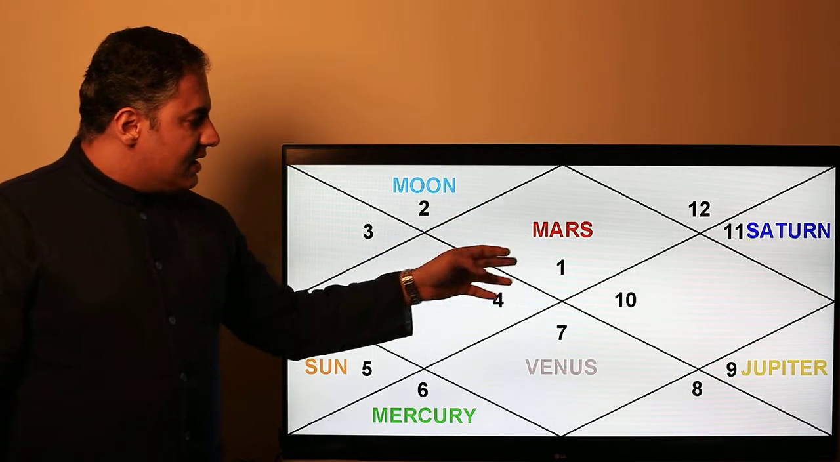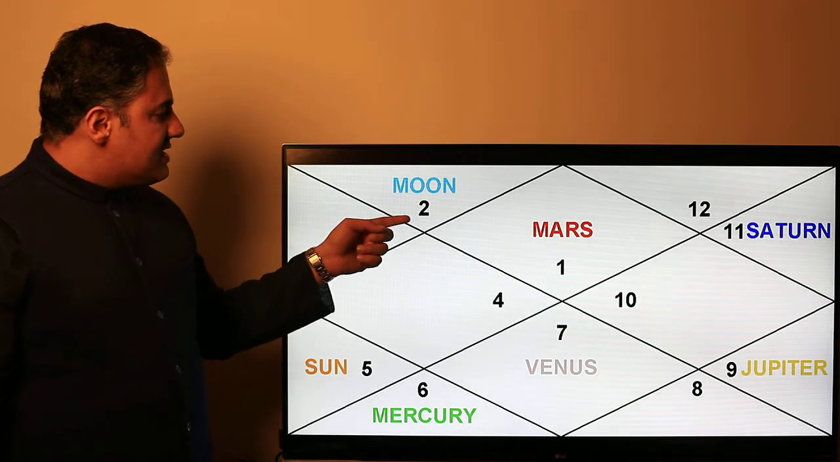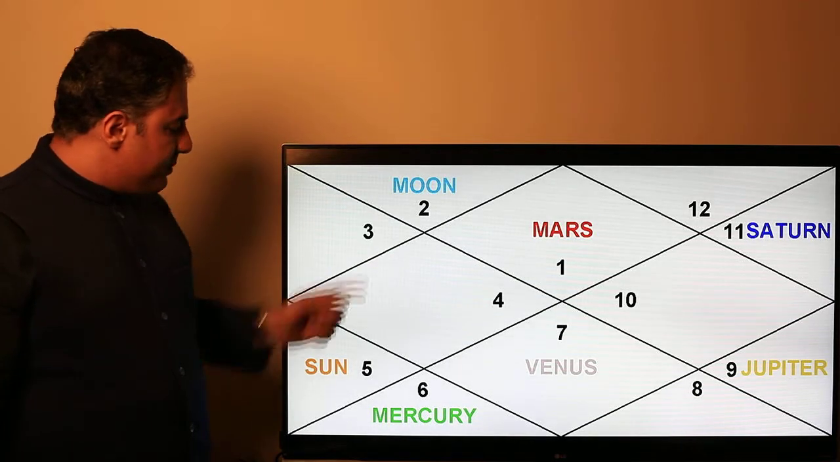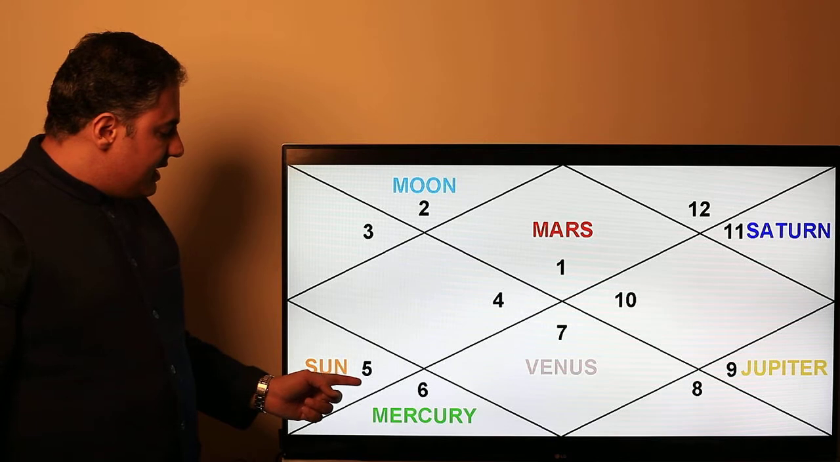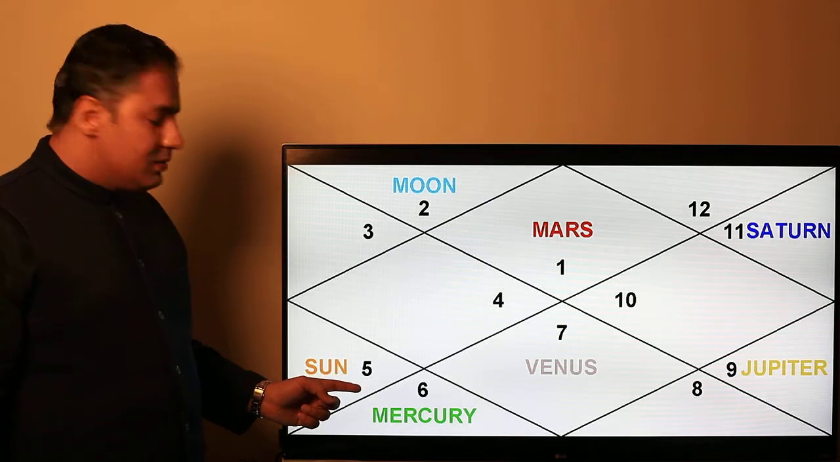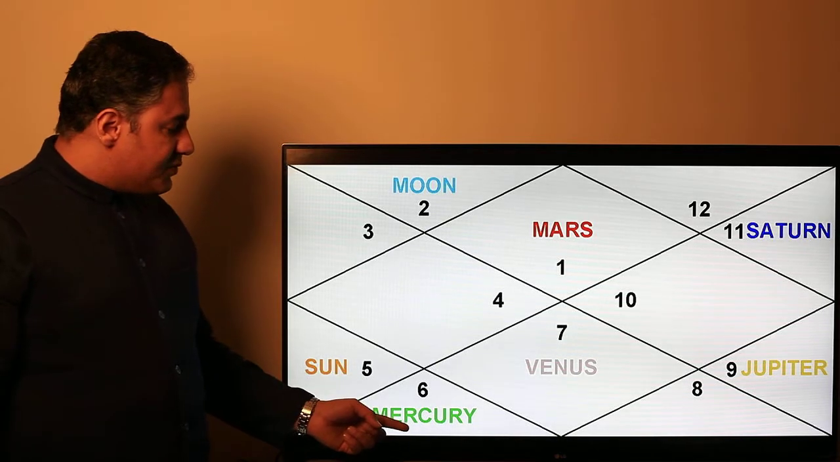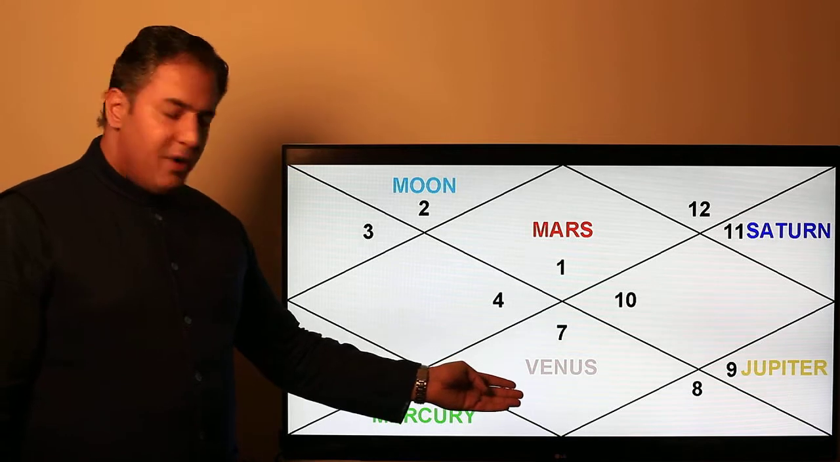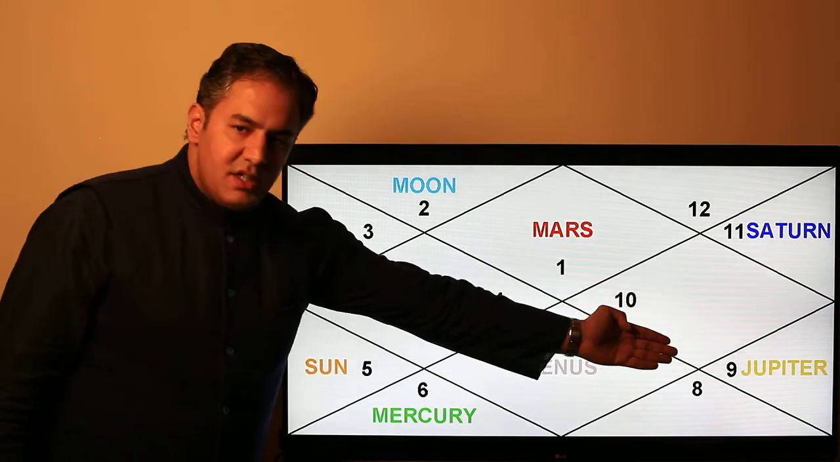for Mars is Aries. The positive sign for Moon is Taurus. The positive sign for Sun is Leo. The positive sign for Mercury is Virgo. Libra for Venus. Sagittarius for Jupiter.